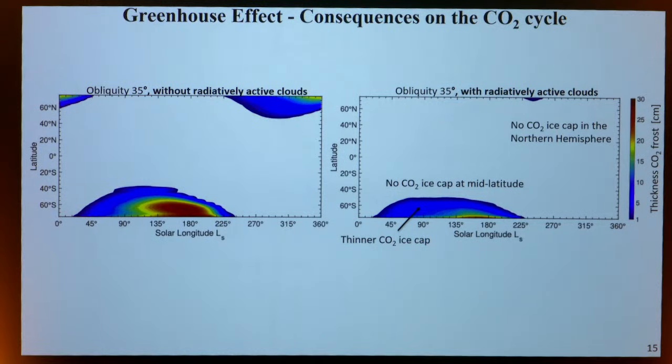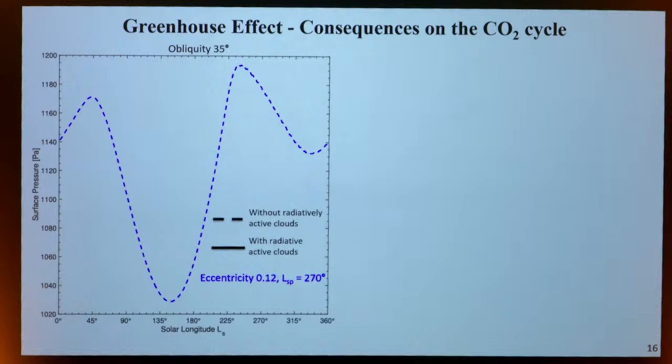Another look at that is when we look at the seasonal pressure cycle, again related to the condensation and sublimation of the seasonal ice cap. This simulation shows you an example of the expected CO2 cycle without radiatively active cloud, and with radiatively active cloud, we see that we have a strong impact. The drop during the southern summer is dampened and reduced, and in comparison, there is no northern ice cap. I took this example using almost the largest eccentricity, 0.12, and a perihelion consistent with the southern summer, but we can look at other orbital configurations.